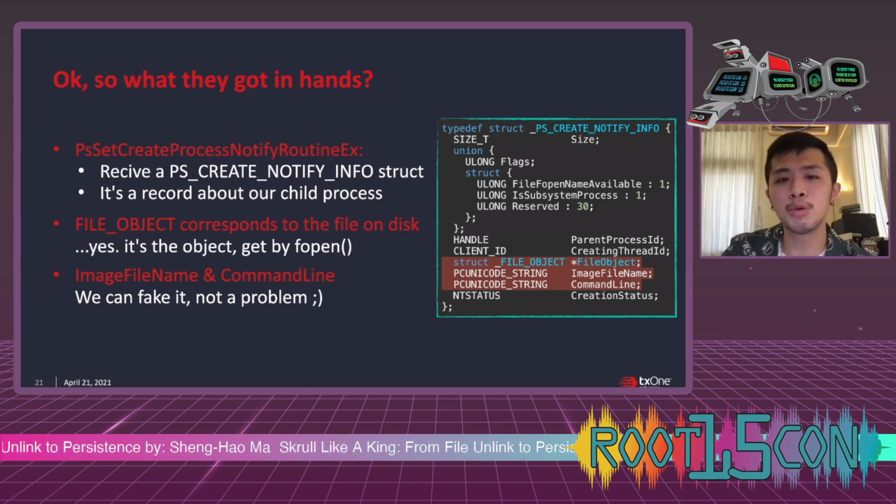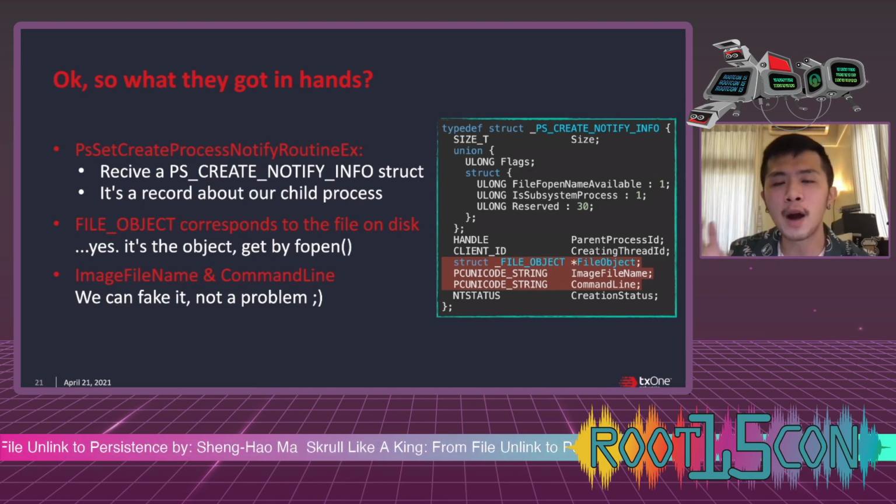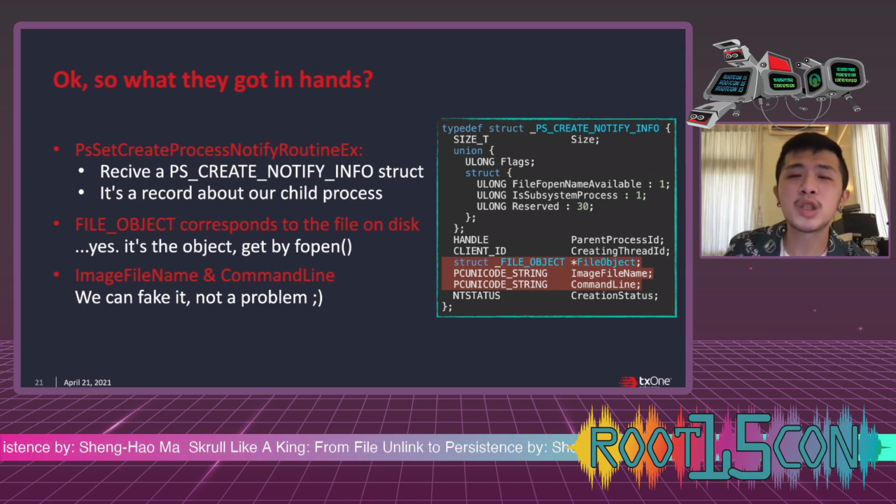The last two can be easily forged. However, the first one, the file object, is the file we opened by fopen and cannot be forged easily. As a result, most antivirus only scan this file object for malware.